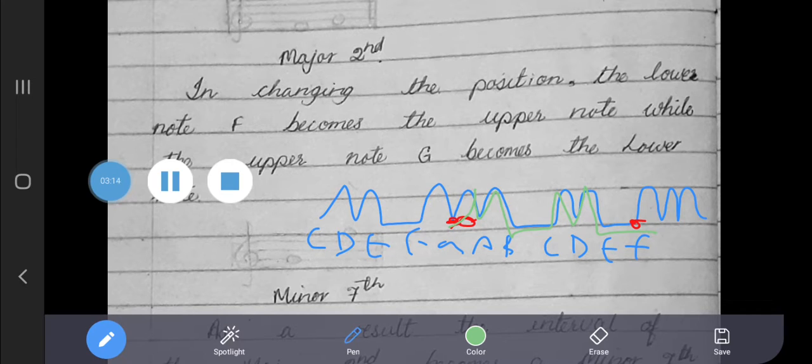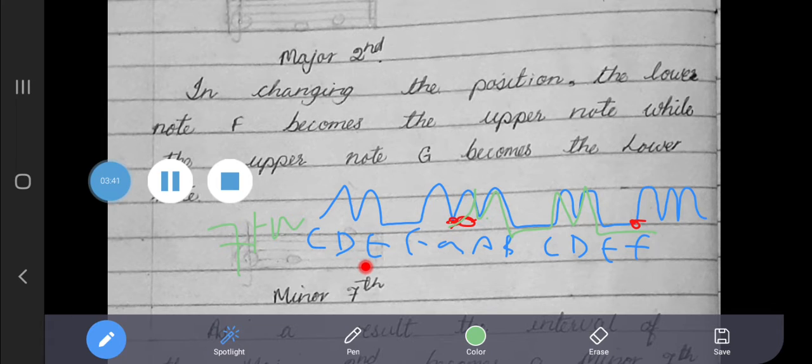G A B C D E F is a seventh. To be a minor seventh, it should be 10 semitones. So when we count here, it is 10 semitones. So this should be a minor seventh.